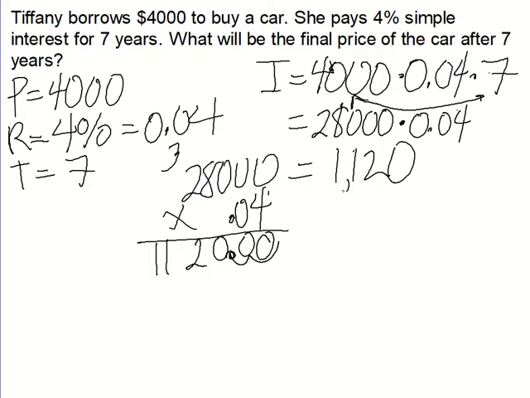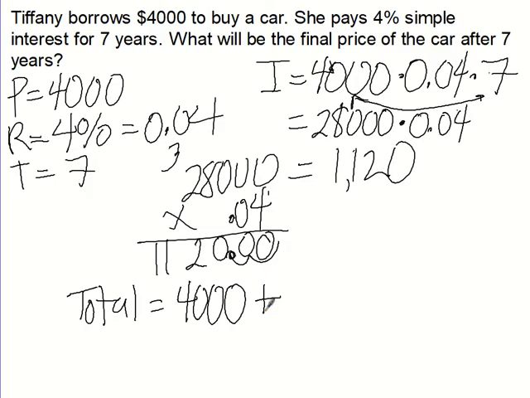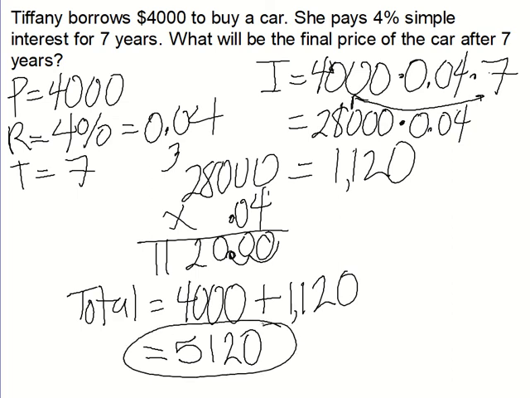So that's where we get our total. So remember, total equals our principal, 4,000, plus our interest of 1,120. So in the end, we will owe, or Tiffany will owe, $5,120. And that's how borrowing money works.